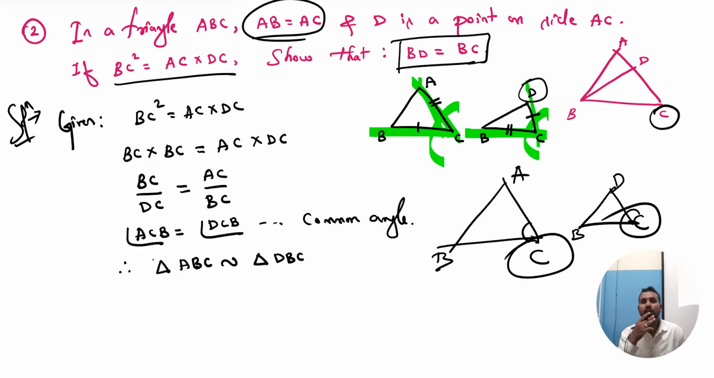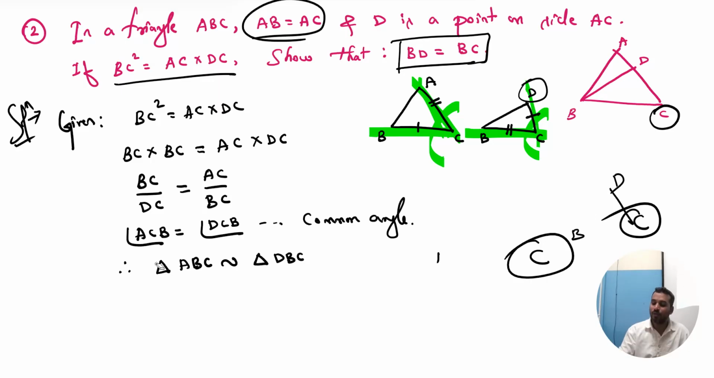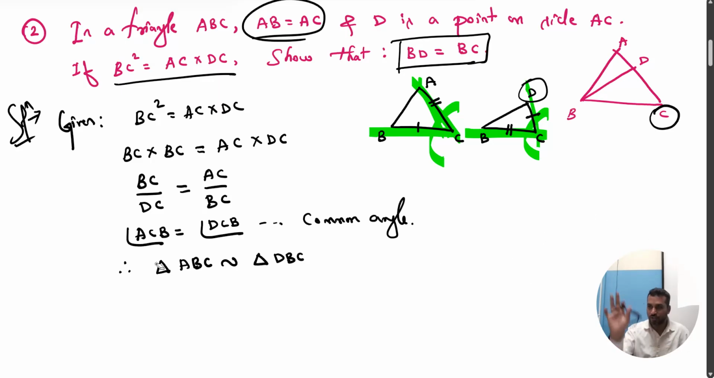Sir, what sir? Getting confused. You are telling one time DBC, one time BCD. Sir, please tell me what I should write, sir. I'll tell you how to write. That also I have a logic.